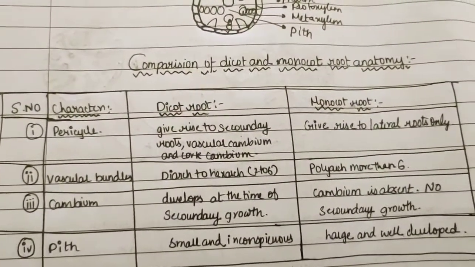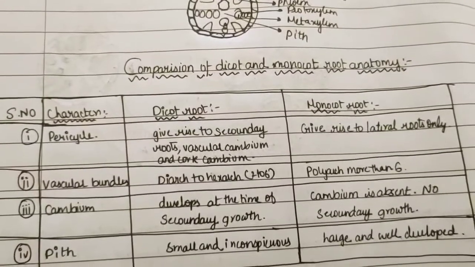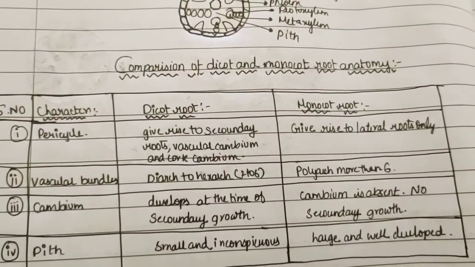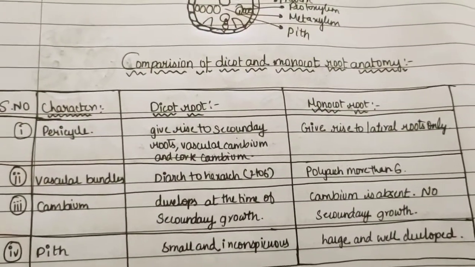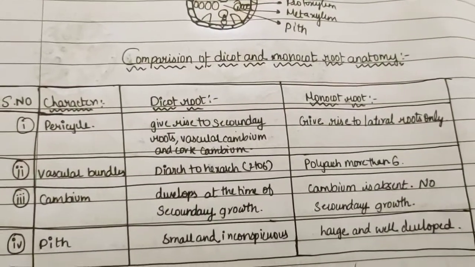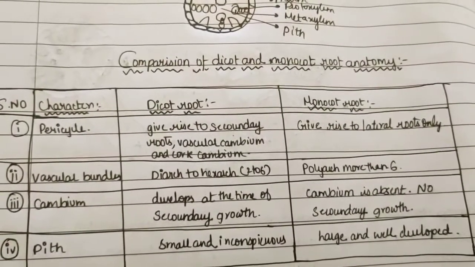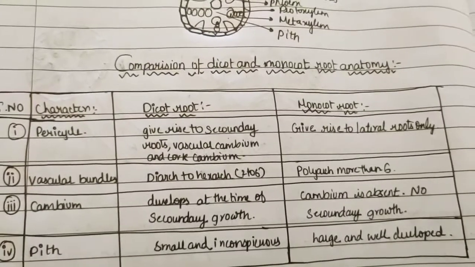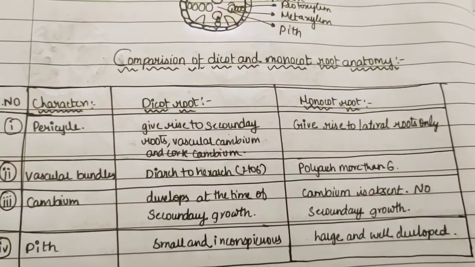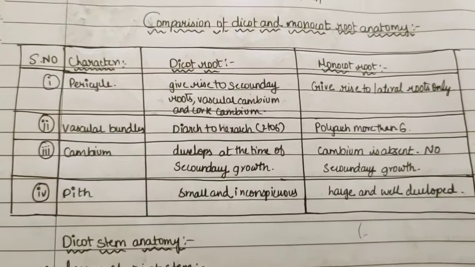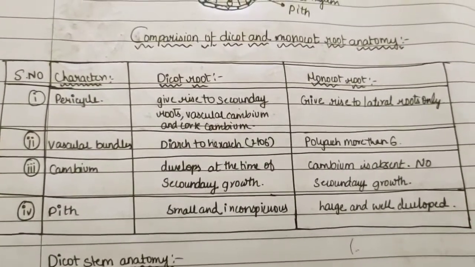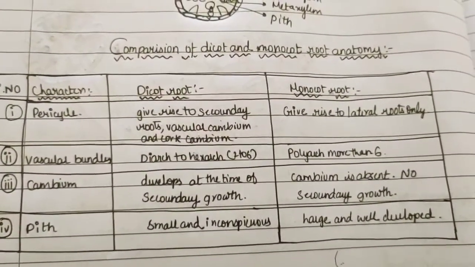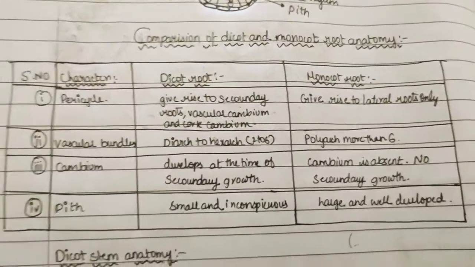Comparison of dicot and monocot root anatomy. Characters. First is pericycle. In dicot root, it gives rise to secondary root, vascular cambium and cork cambium. Here in monocot, it gives rise to lateral roots only. Then vascular bundles. Dicot has diarch to hexarch, 2 to 6. Here monocot is polyarch, more than 6.